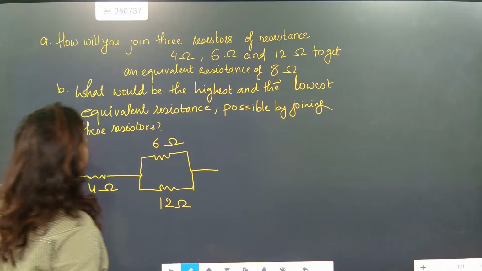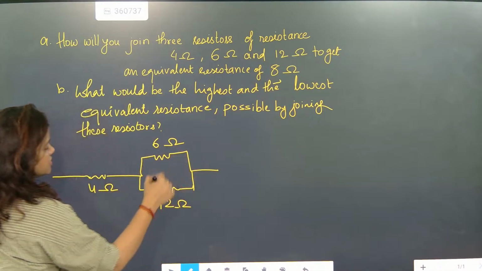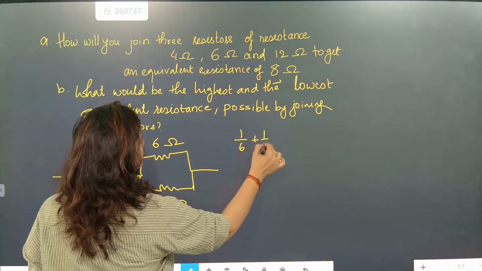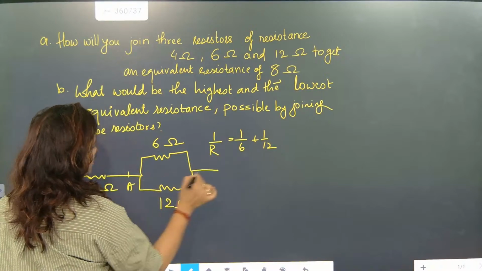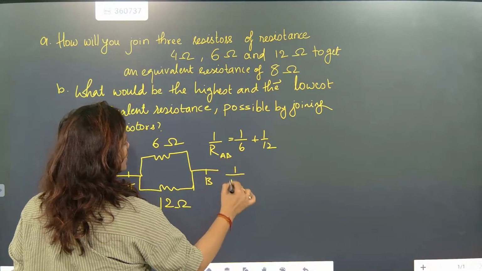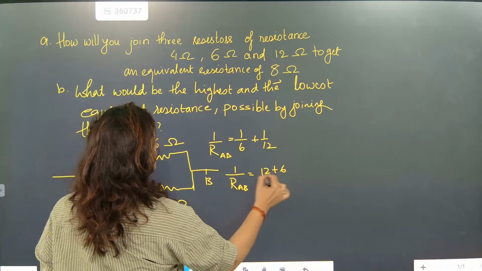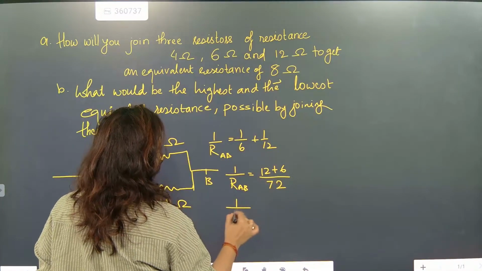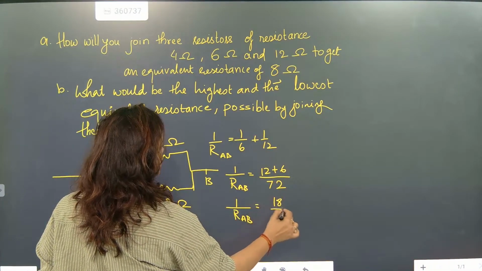So 6 and 12 are in parallel. 1 by 6 plus 1 by 12 is equal to 1 by the resistance of AB part. So 1 by resistance of AB part is equal to (12 plus 6) by 72. So 1 by resistance of AB part is equal to 18 by 72.